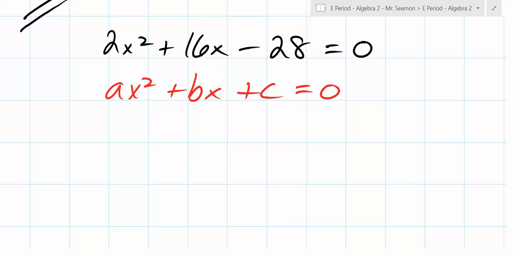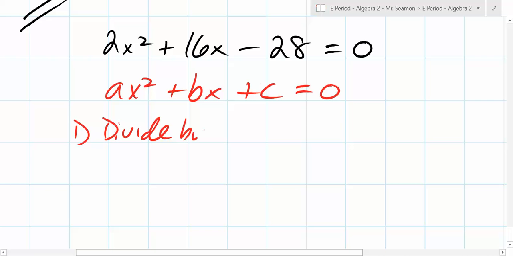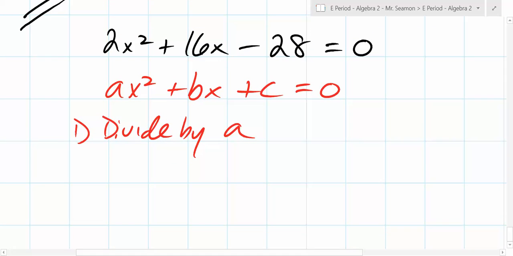So what do you think your first step should always be when you're completing the square? Divide by a. Because if you divide by a, what's the leading coefficient always going to become? What's a over a? 1. So step 1 is always going to be divide by a. So in this case, what is a equal to?